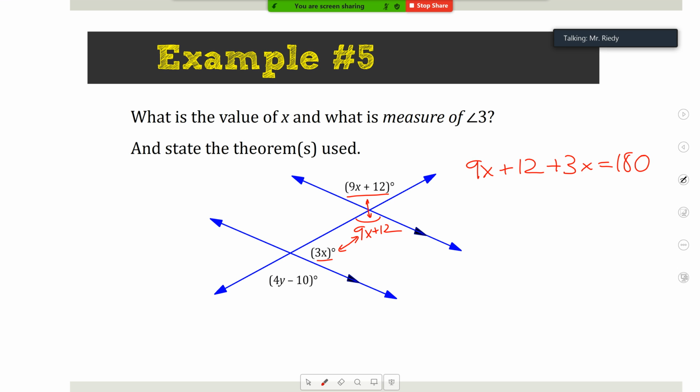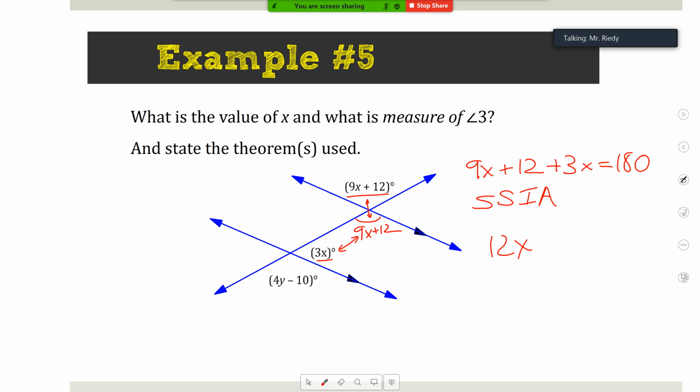Adjacent. Nope, those aren't adjacent. They don't share a vertex. What pair of angles from what we've talked about today? They are same side interior. Perfect.